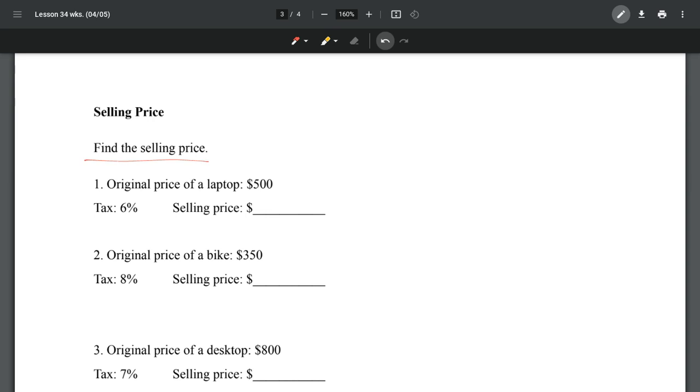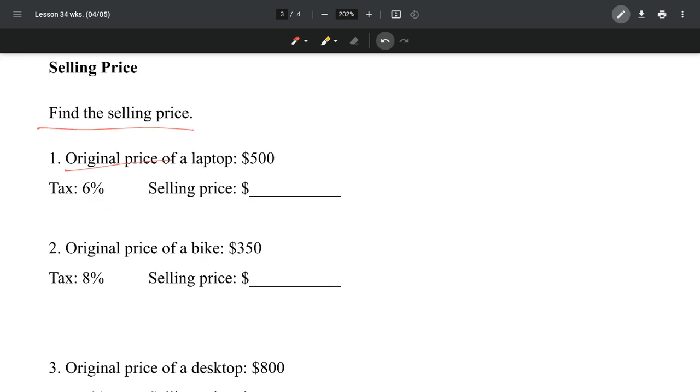So we're asked to find the selling price, and we're given the original price and some tax. The original price of a laptop is $500, and there's a tax of 6%. The first thing that we've got to do is figure out 6% of 500. So how do we do that? We do 500 times 6%, and that is 500 times 0.06.